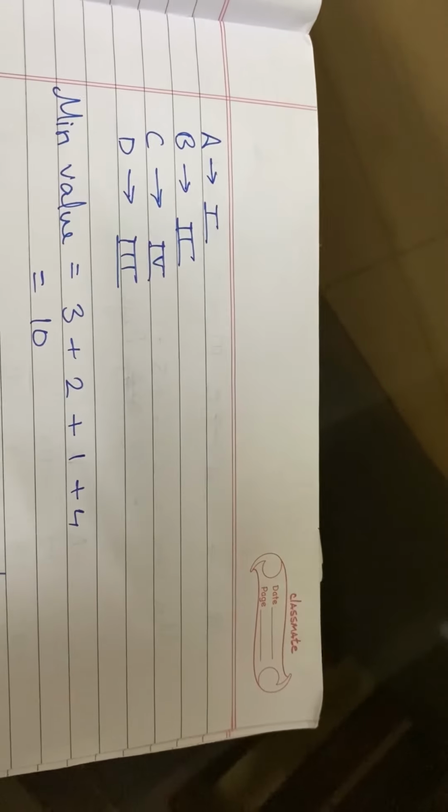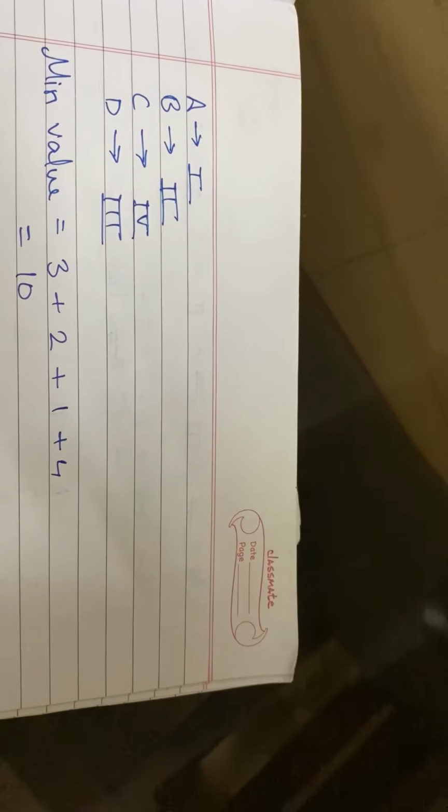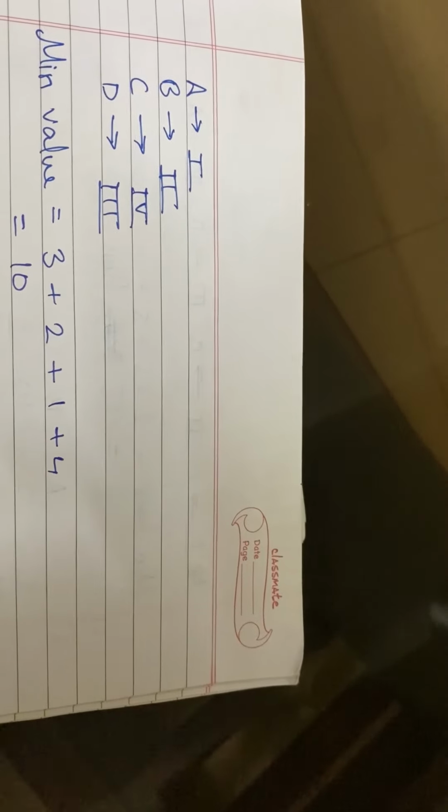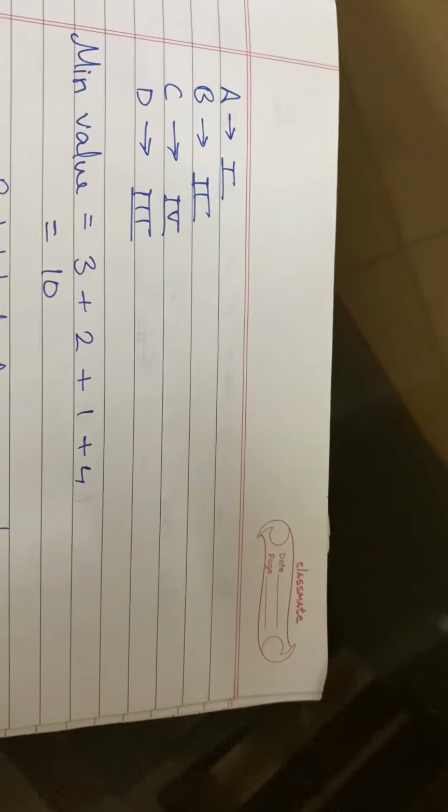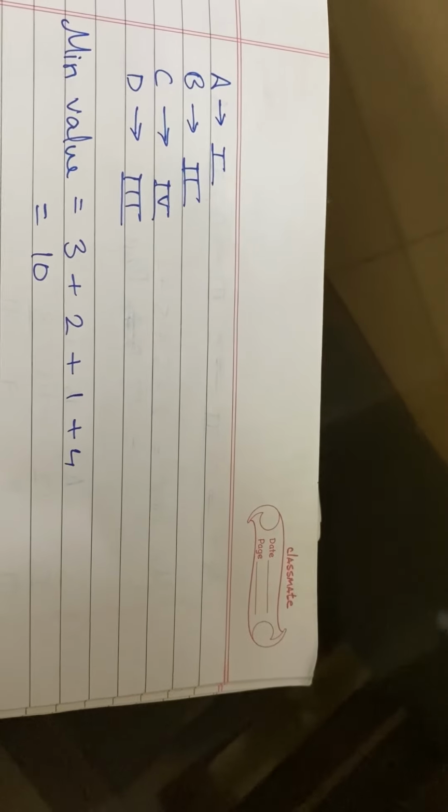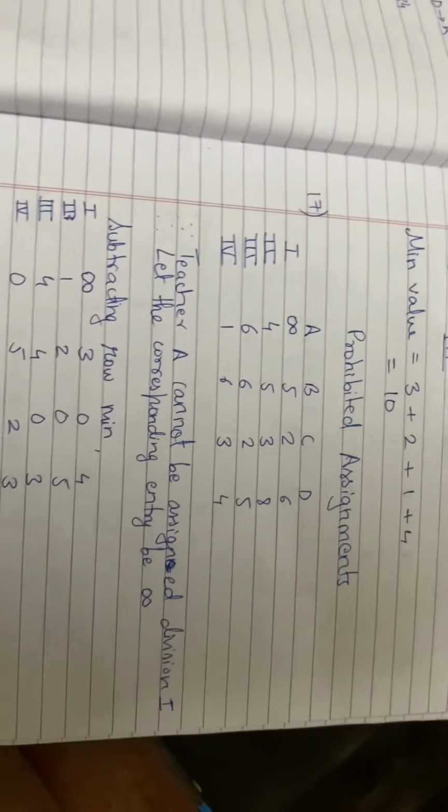So this is how we do the minimal assignment, the minimization type of assignment, which is the first type. Now we move on to the second type, which is prohibited assignment.